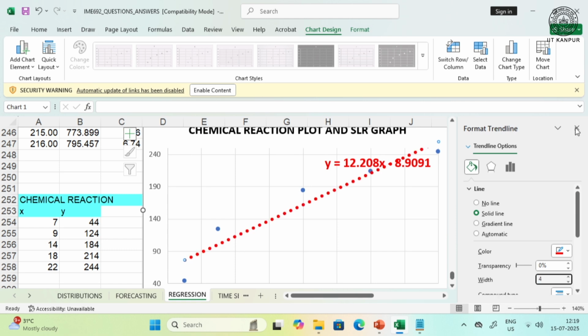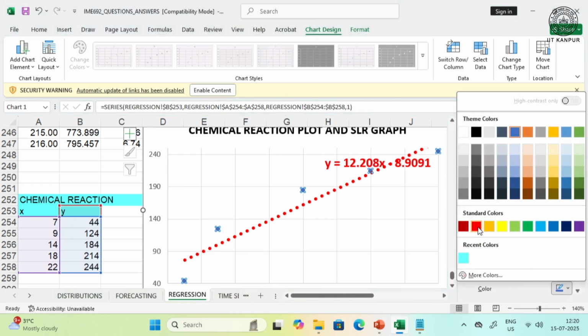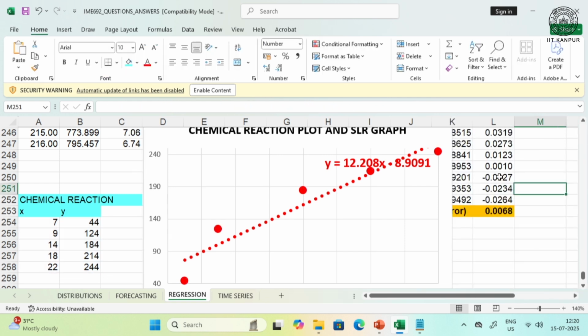So, this is the best fit line and the points are shown in blue, which I will also mark in red, and their width I will also make a little bit larger, like 5. So, this is basically the equation. You have points given, which are 7, 44; the next point is 9, 124. The first value I am talking about is the x value. The third one is 14, 184. The fourth one is 18, 214, and the last one is 22, 244.